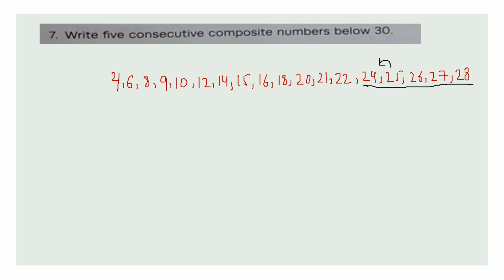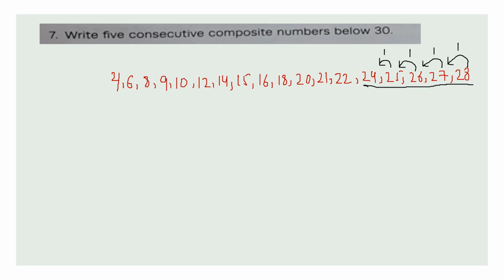When you subtract 24 from 25, you get 1. 26 minus 25 gives 1. 27 minus 26 you get 1. 28 minus 27 you get 1. Such kind of numbers are called consecutive.